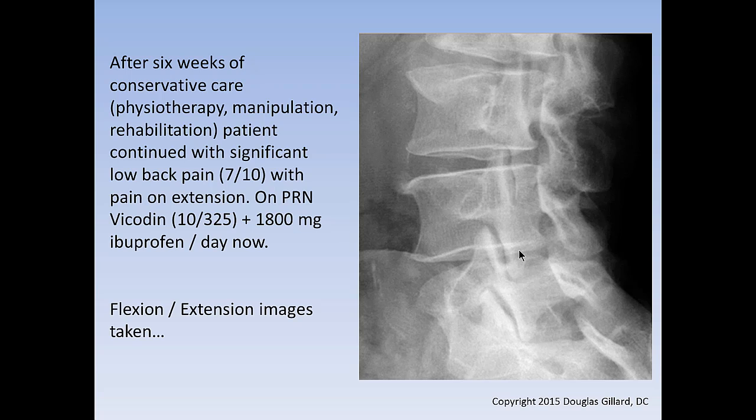After 6 weeks of conservative care, what's conservative care? Physical therapy, physiotherapy, manipulation, rehabilitation. The patient continued with, so that's for a kid, that's strong low back pain, 7 to 10, with pain on extension. This is after 6 weeks of care, mind you. So how's your care working if this is your patient? He's going downhill because now he's gone to the primary. Now he's on Vicodin, right? That's an opioid. That's a strong dose.